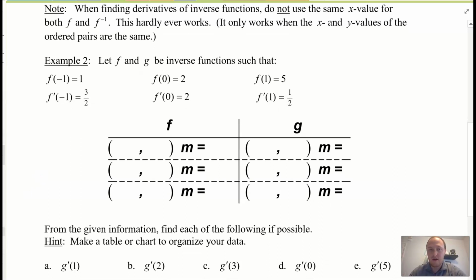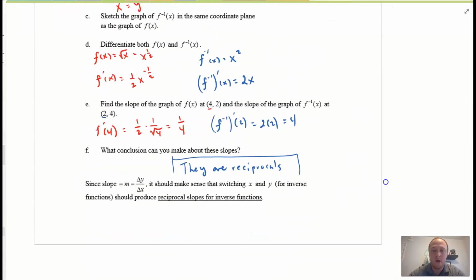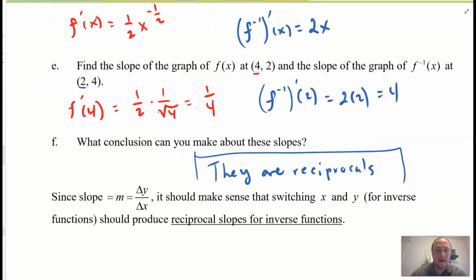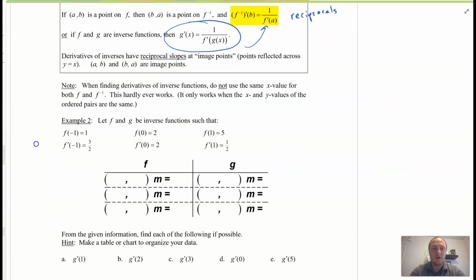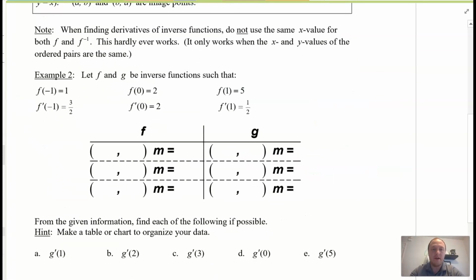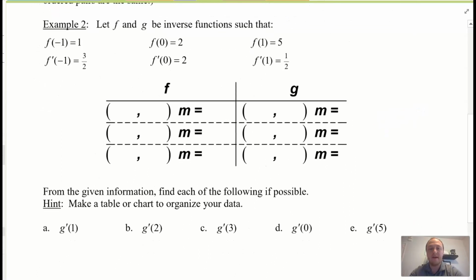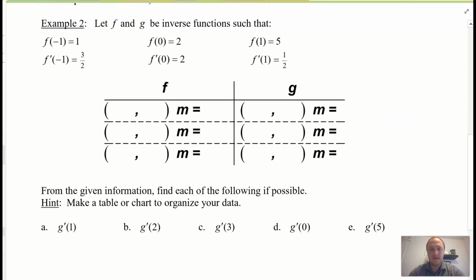and f inverse. So going back to this example up here, notice I didn't evaluate. Here I used 4. I didn't use the same x value here. I had to use its ordered pair with it, right? So the image point. Okay, so here's what we're going to do. We're going to look at a couple of functions, f and g, that are inverse functions, and we're given some information here, and then we're going to be asked questions.